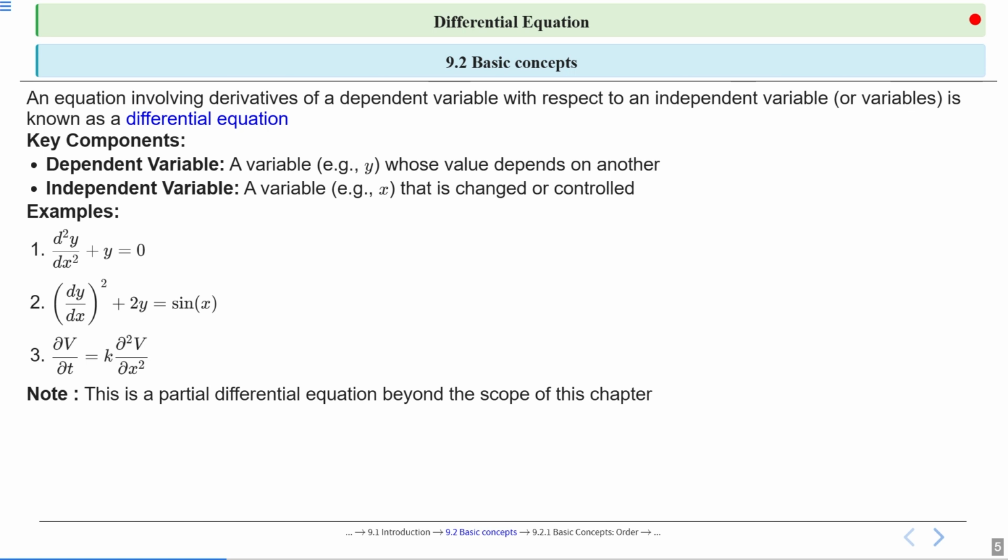The third type is called a partial differential equation, and the first two are called ordinary differential equations. In an ordinary differential equation there is only one independent variable. A differential equation in which the dependent variable depends on two or more independent variables is a partial differential equation, which is beyond the scope of this chapter. We only consider ordinary differential equations.